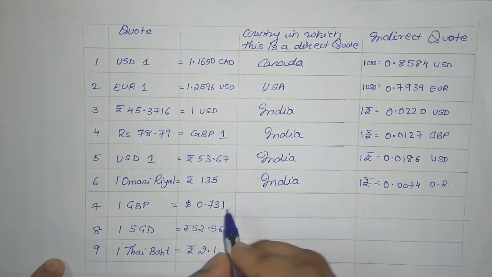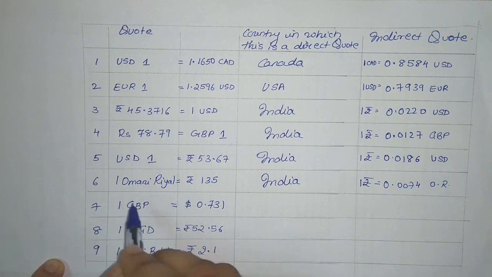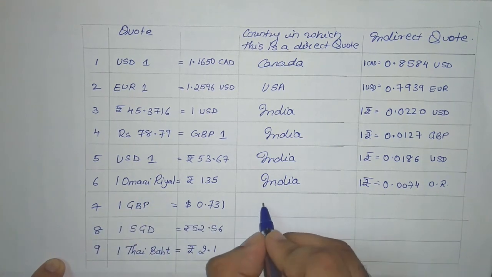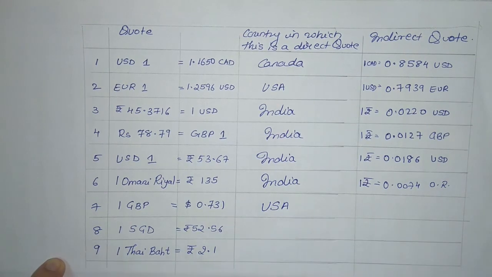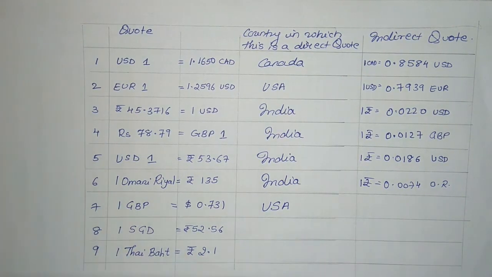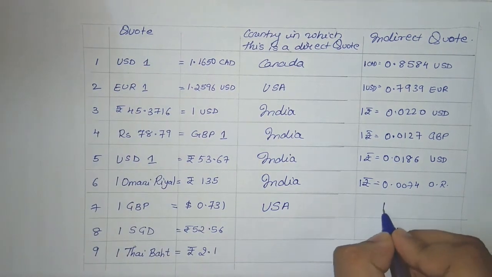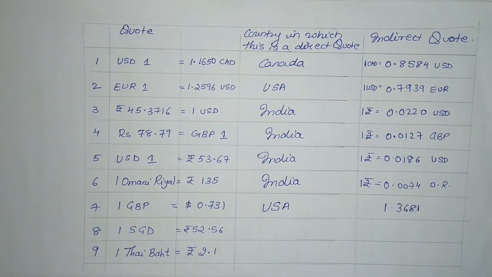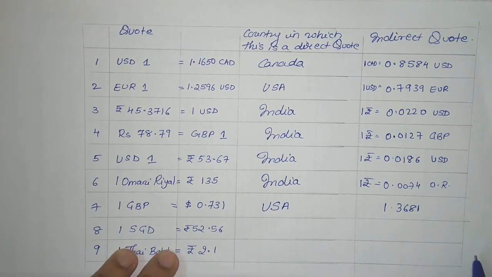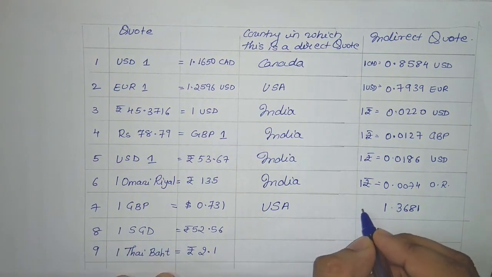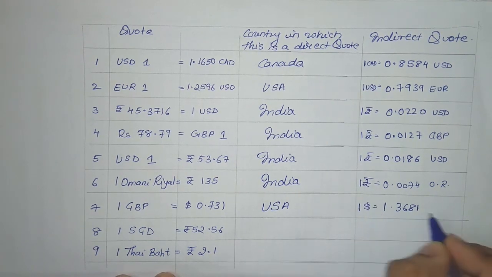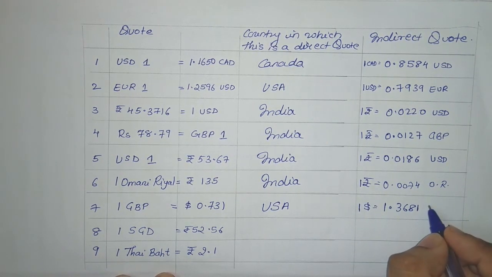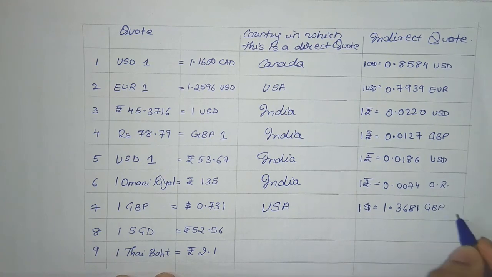The next, we have 1 Great Britain pound is equal to 0.731 dollars. Again here the base currency is Great Britain pound, opposite to that is dollars. So the country in which it is a direct quote is USA. Now to find the indirect quote, we'll find the reciprocal, that is 1 divided by 0.731. So that comes to 1.3681. So here again $1 will be equal to 1.3681 Great Britain pound.